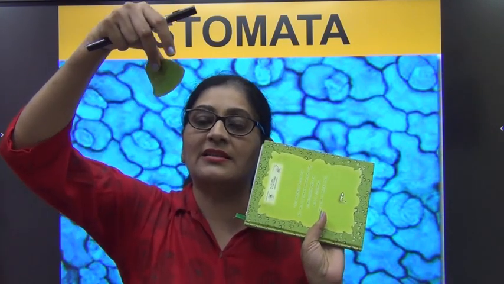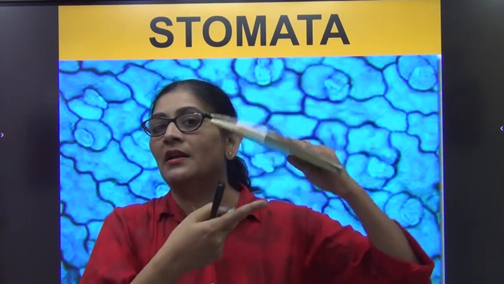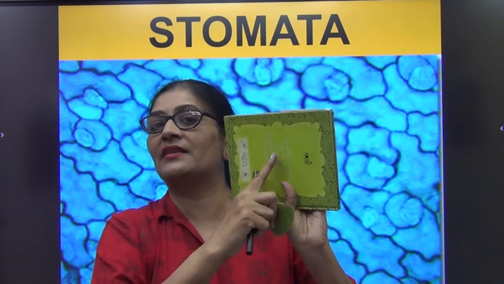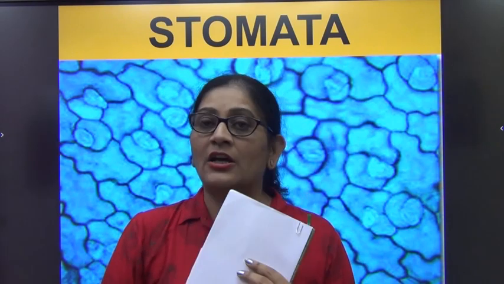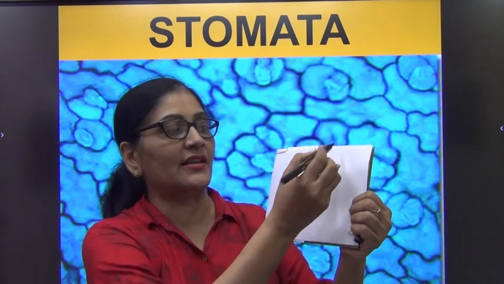I told you, this is my leaf, this is my upper epidermis. So let me consider this as my epidermis. Let this be my upper epidermis and this part be my lower epidermis. Now what is the epidermis made up of? It is made up of compactly arranged cells without intercellular spaces.